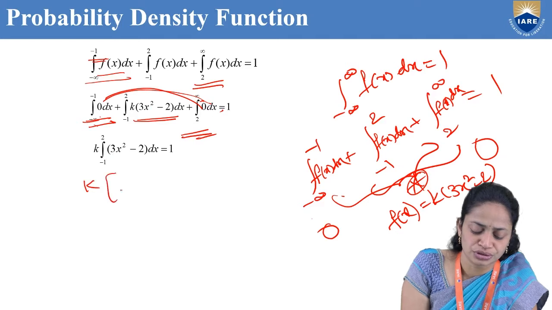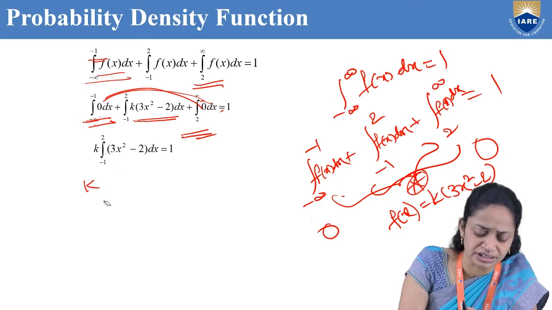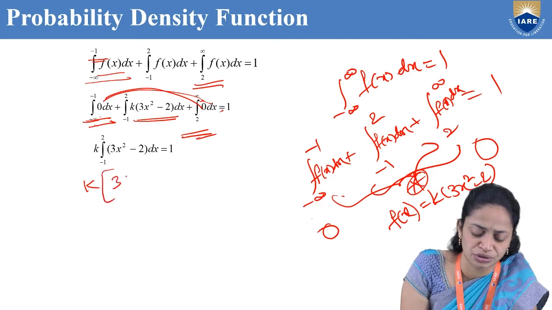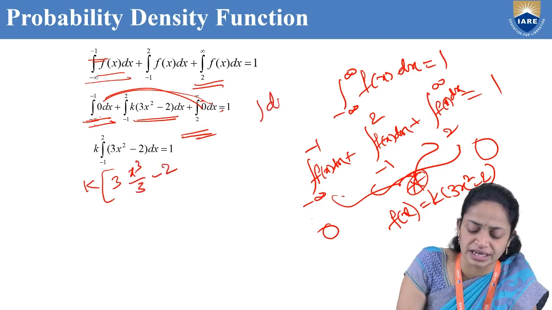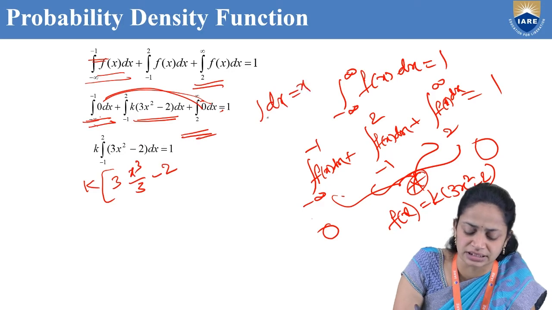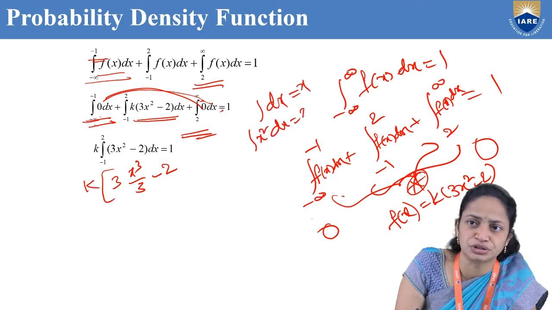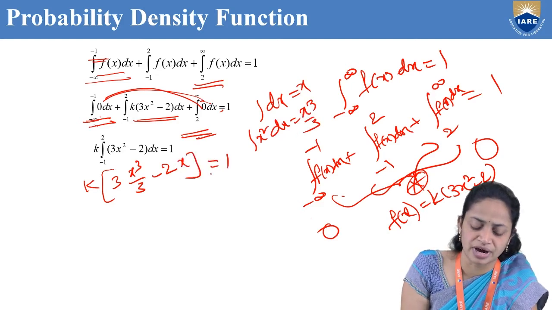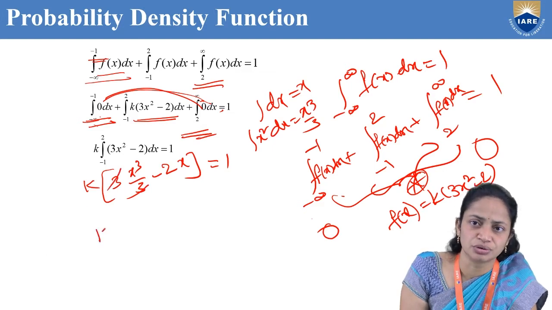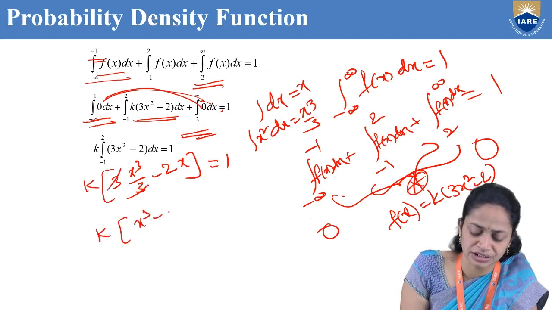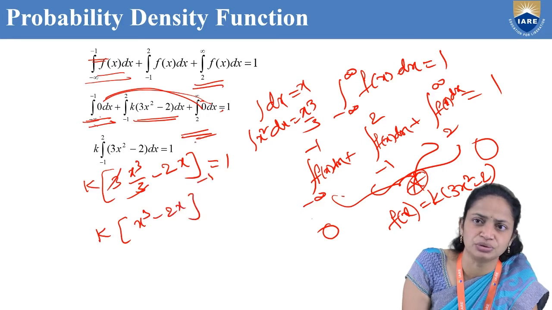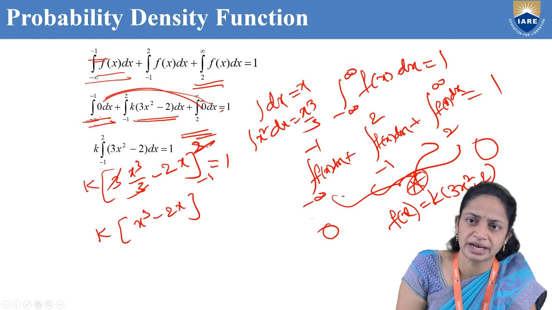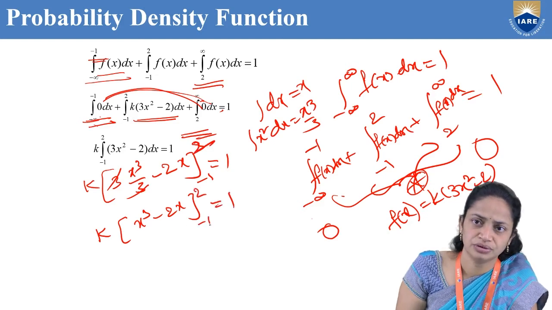So we have to simplify this one. The integration of 3 into x square is x cube by 3, minus 2 into the integration of dx. We know that the integration of dx is x, and the integration of x square dx is x cube by 3. So 2 into that will be x. That is equal to 1. The 3 gets cancelled. So k into x cube minus 2x, where the limits are minus 1 to 2, equal to 1.